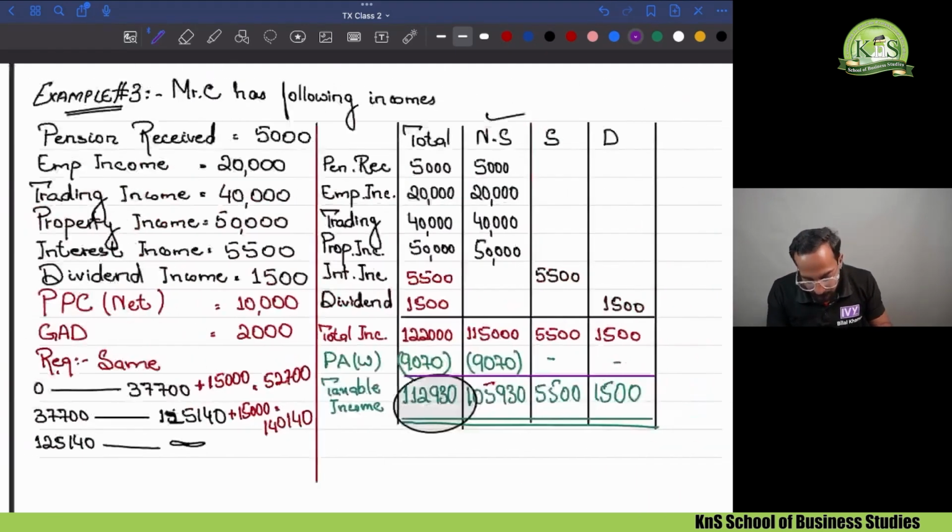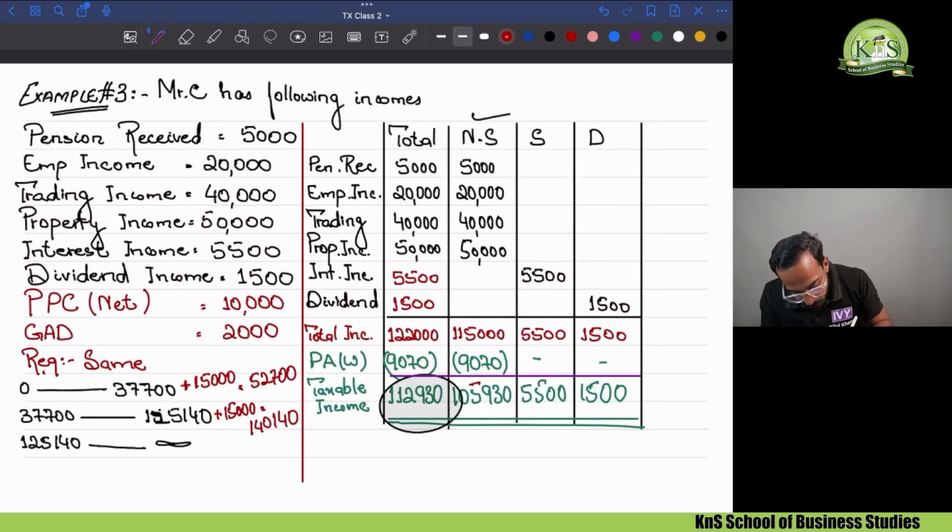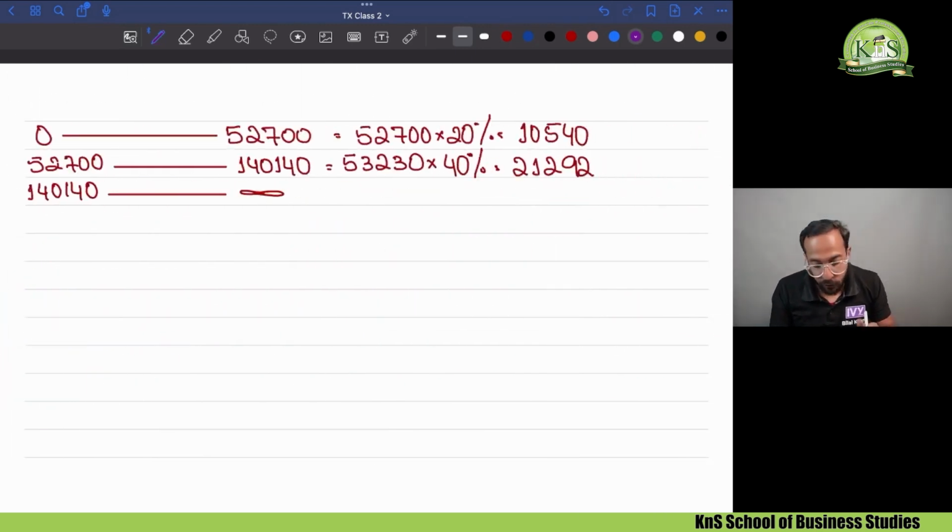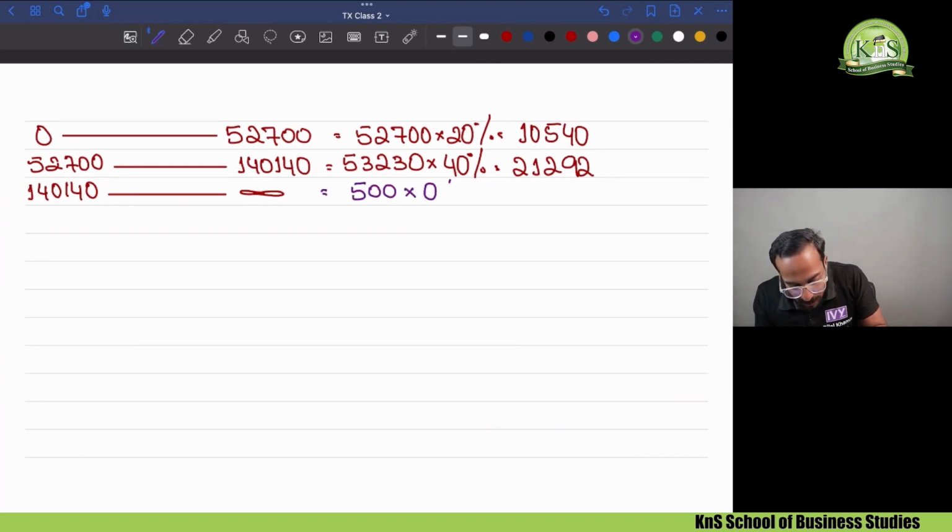Now I'm going for the next. I have already completed this one. Now I'm going for this one. As you are a higher rate taxpayer, the first 500 pound will be taxed at 0%, right? The next 5,000 pound will be taxed at 40%.